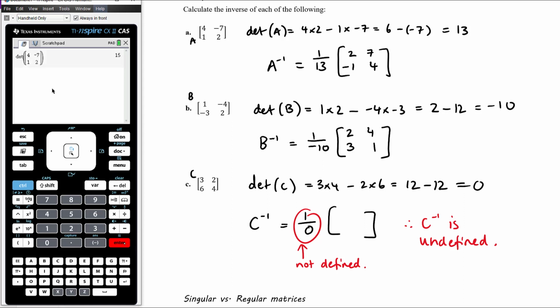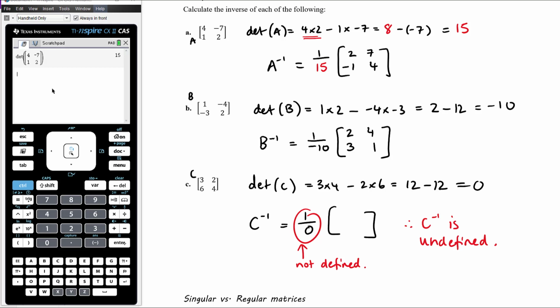Oh, it's 15, so obviously I have made a mistake. Sorry, my apologies, I told you I wasn't very well. Lucky we checked with this one. Let's go back and correct this error. 4 times 2 clearly isn't 6. 4 times 2 is 8, and 8 plus 7 is 15. And so therefore the inverse matrix would be 1 on 15. Okay, my apologies for that. Lucky we checked.